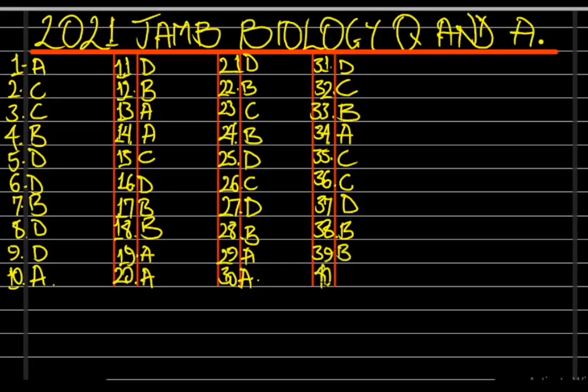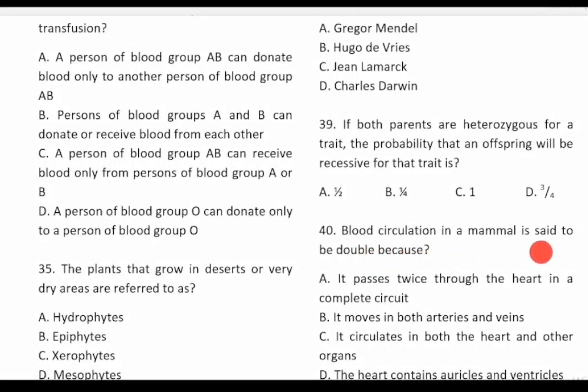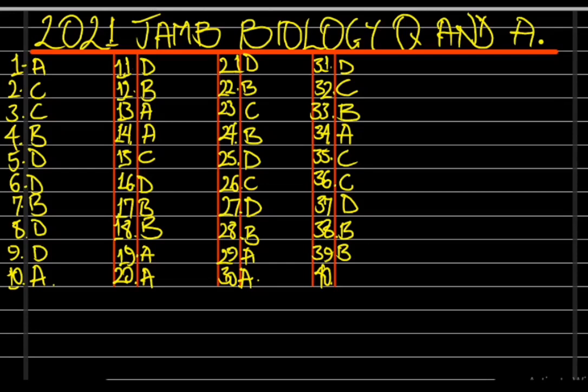And then we have 40, which is the last question there. 40 says, blood circulation in a mammal is said to be double because A, it passes twice through the heart in complete circuit. B, it moves in both arteries and veins. C, it circulates in both the heart and other organs. And D, the heart contains auricles and ventricles. Why? Because the blood passes the heart twice.